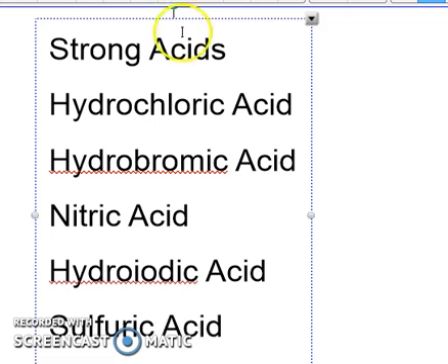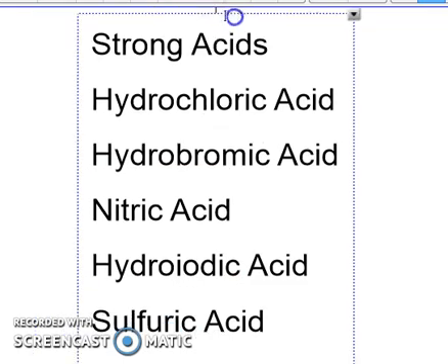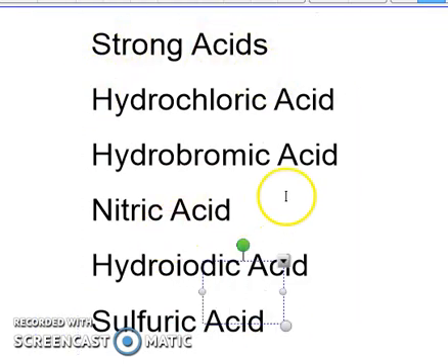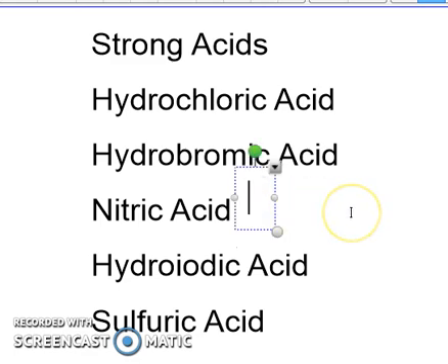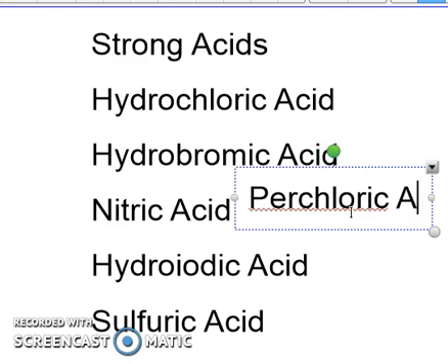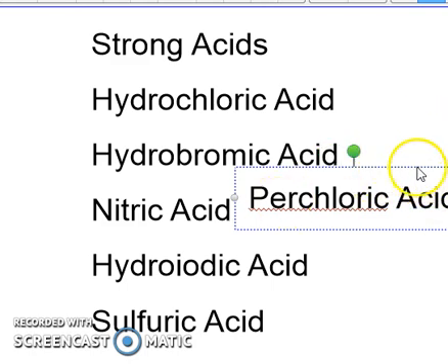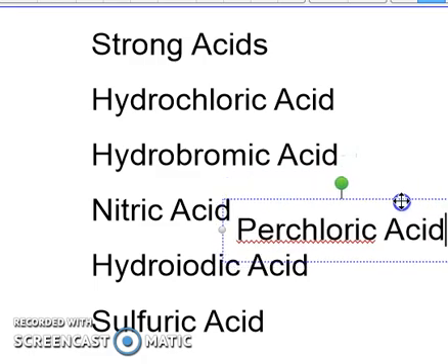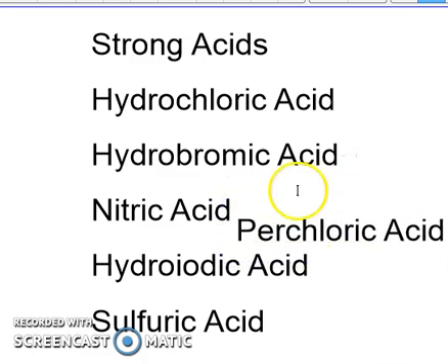and, oops, I'm out of the frame here. I'll have to make this font smaller. Anyways, I'll have to add a new text box. And perchloric acid. Oh boy, my skills are not great right now.